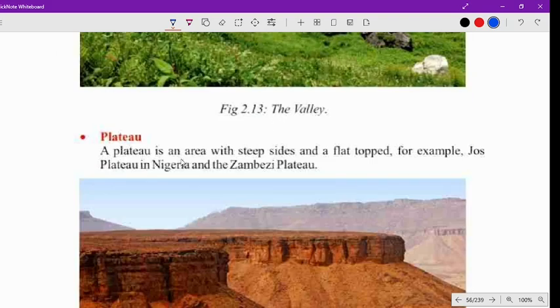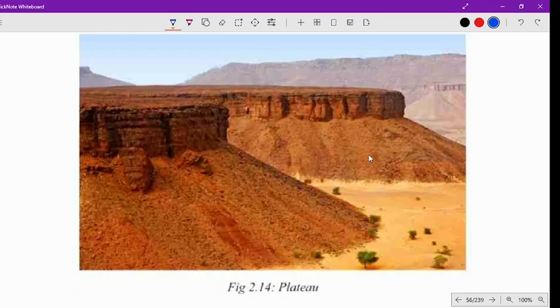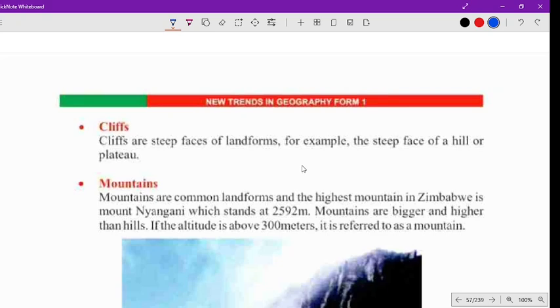Plateau. A plateau is an area with steep sides and a flat top. For example, the Jos Plateau in Nigeria and the Zambezi Plateau. So this is a plateau. It has got a flat surface, steep sides, and this scree.